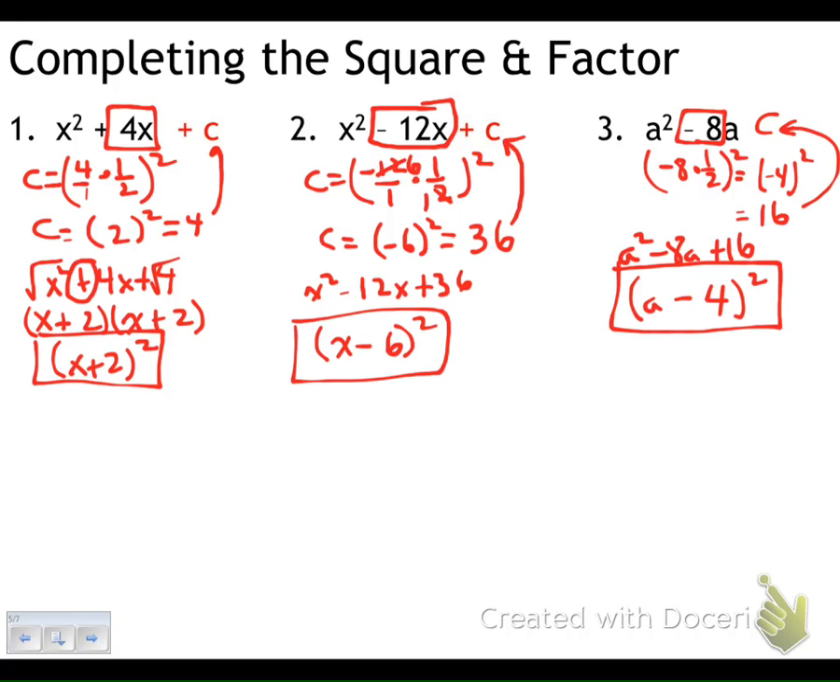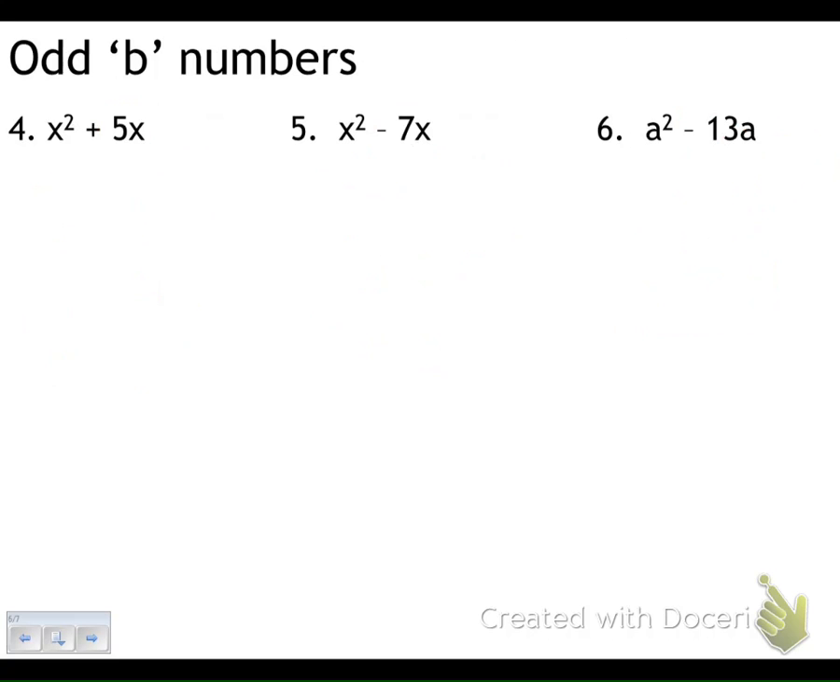Here I'm going to go a little bit quicker because I don't want to take too much time doing the same thing over and over again. Before, we were building the idea. So how do you do these with odd numbers? Well, same process. We're going to take the 5, multiply times a half, and then square it.